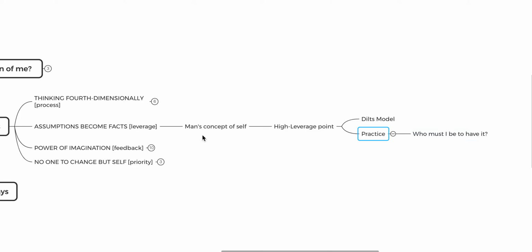Because your concept of yourself is creating your reality. And that's what it meant by assumption becomes fact. You assume your highest leverage identity. You assume the person who you are, who's already having it. And by being that version of you, you become and create a reality around it. And you turn the bottleneck into your highest leverage point.